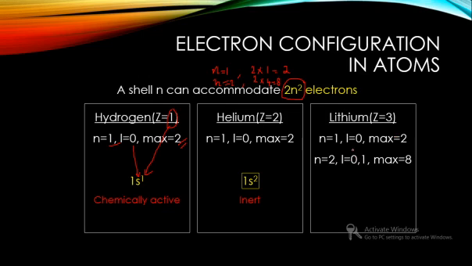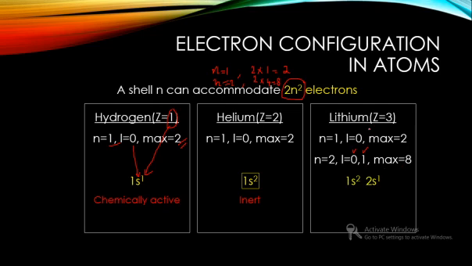Which are they? l equal to 0 and l equal to 1. And what will be the maximum? Maximum is given by 2n square. So 2 into 4, which is equal to 8 electrons, can be accommodated in the second orbit. So keeping these in mind, let us write down the electronic configuration.